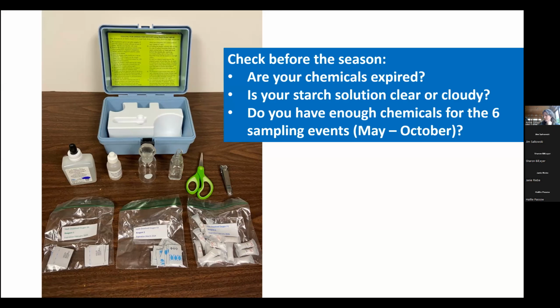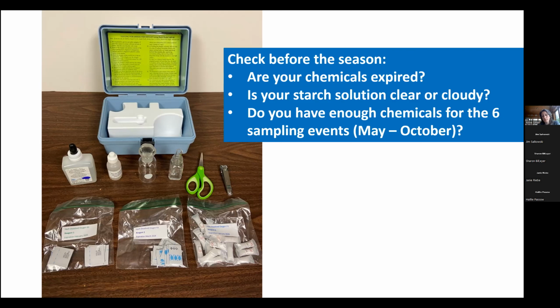So before you even head out to the stream the first time, double check your chemicals. Are they expired? They should have a month and a year listed on them. So check those before you head out. If they are expired, ask your WAV coordinator for a resupply. If you don't have a WAV coordinator, then you would email us, Emily and I, at wave@extension.wisc.edu.